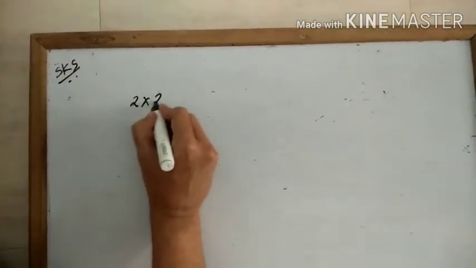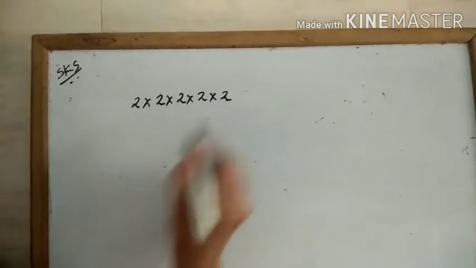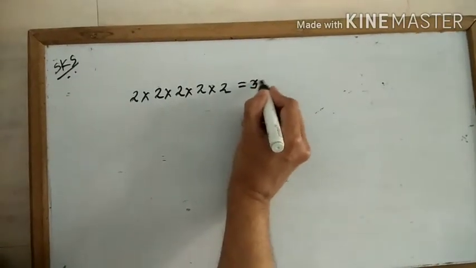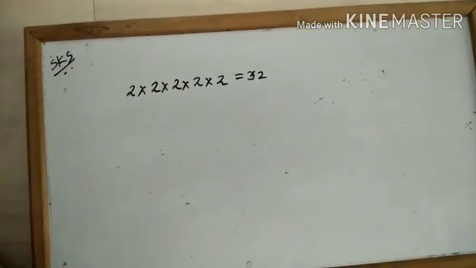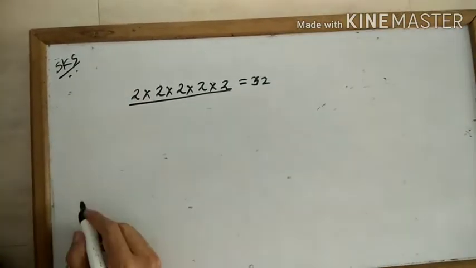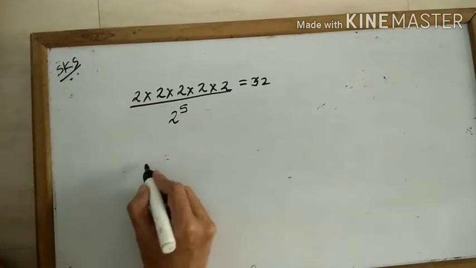I'm writing down something on the board. I have written 2 into 2 into 2, 5 times. I know the answer of this will be 32. Now, this particular expanded form of 2 into 2, 5 times, can also be represented as 2 raised to 5.